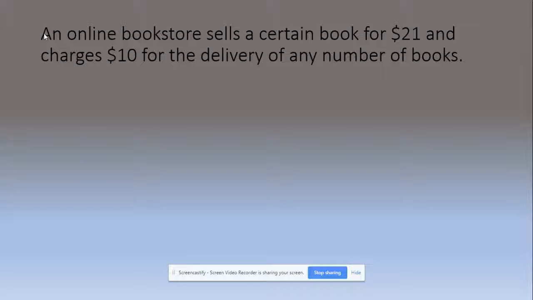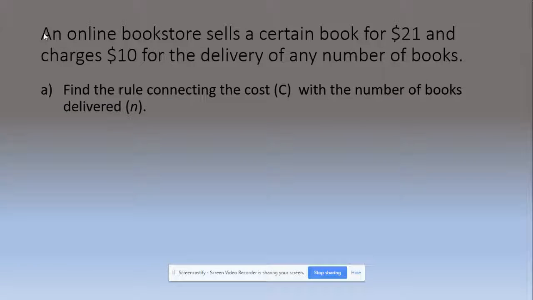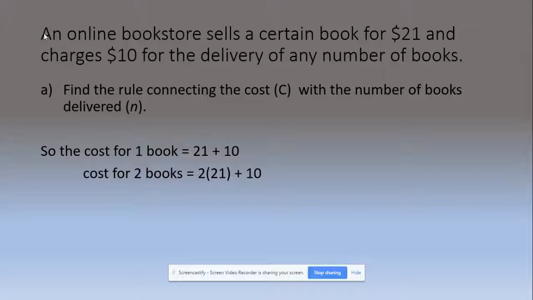Okay, so we're looking at another problem-solving application question. An online bookstore sells a certain book for $21 and charges $10 for the delivery for any number of books. Find a rule connecting the cost, C, with the number of books delivered, N. One book is going to be 21 bucks and the delivery is going to be 10. You have two books, you're going to have two lots of 21 and the delivery is going to be 10, so that'll give you 52.